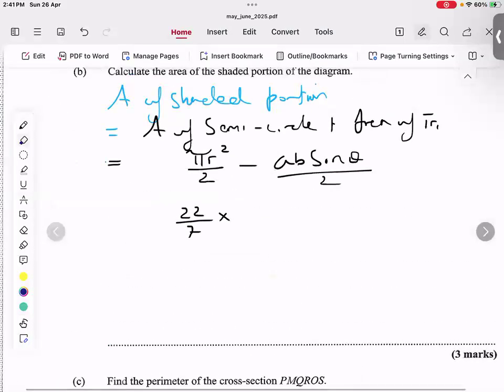So the radius now is what? 5.1. And you go square it. And then you go divide it by 2. Minus now. Let's put everything together. If you guys want to work it out separately, wonderful, no problem.